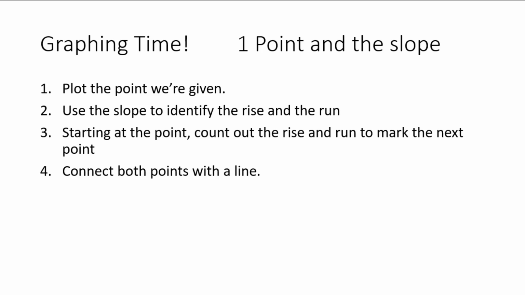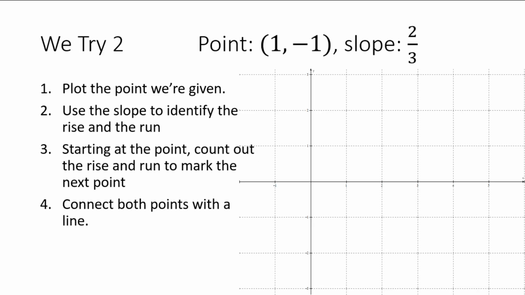Okay, so now we're going to plot the point that we're given. We're going to use the slope to identify the rise and run. Then starting at the point, count out the rise and run to mark the next point and connect both points with a line. Yay! This is easy. It's hard until it's easy, and then it's easy. So I'm going to start with the point that we're given, which is 1 in our x and negative 1 in our y direction, right there.